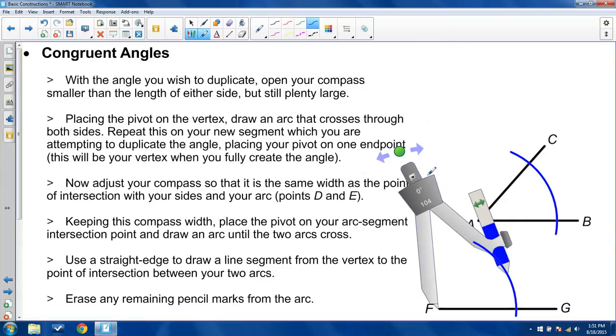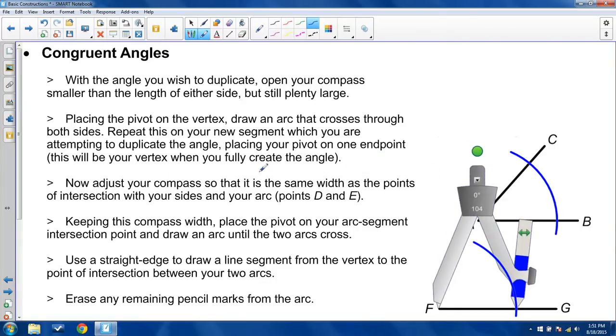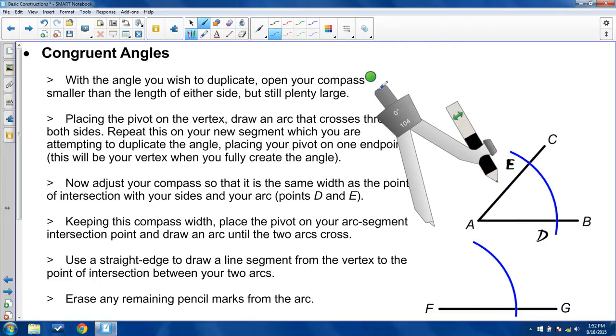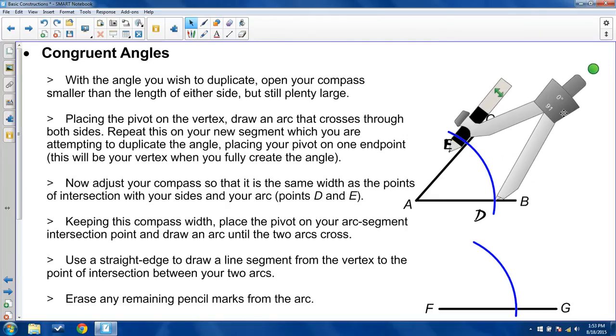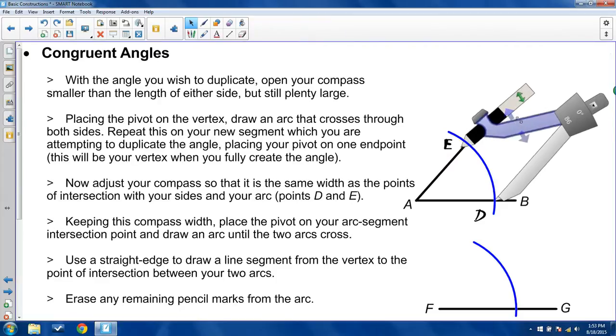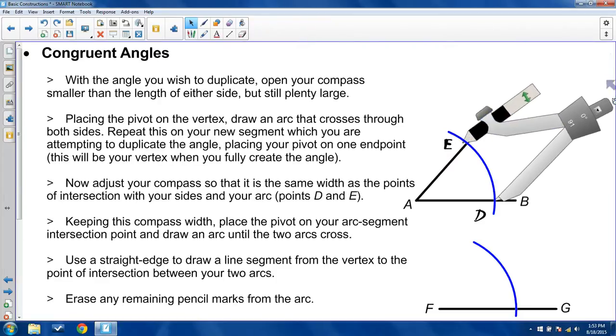Okay? Now, adjust your compass so that it is the same width as the points of intersection with your sides and your arc. So points D and E, they're not yet made. Let's go ahead and just write them in. Let's make point D this guy here and point E this guy, the points of intersection. What I now want to do with my compass is place it so that the pivot, if you're looking right here, is on one end of a point of intersection with a side and an arc, and I want to line this up so that this mark right here is also on the other point of intersection. It's a little tough because I have very little screen to work with.